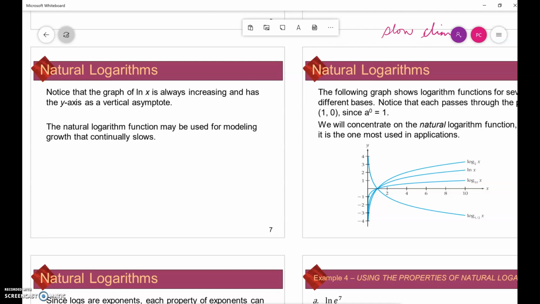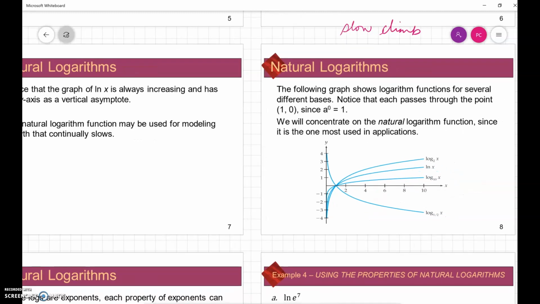And if your logarithm has a different base, you can see on slide 8 the graph for multiple different bases for logarithmic functions. If that base is greater than 1, we have an increasing function. If your base is between 0 and 1, we have a decreasing function.